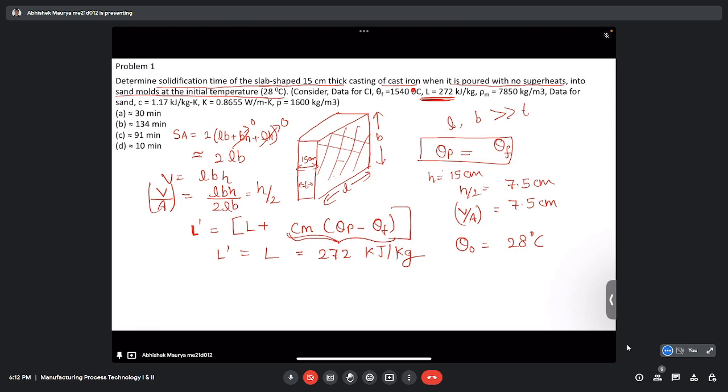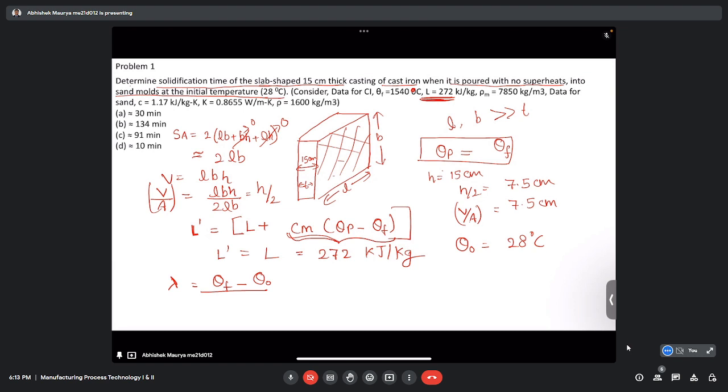If you remember from the lecture, there are some parameters like lambda and beta that are required in order to find out the time required for the casting in sand casting. So what was the lambda? Lambda is nothing but theta f minus theta ambient by theta f. It is the freezing point of the casting material or the casting metal.